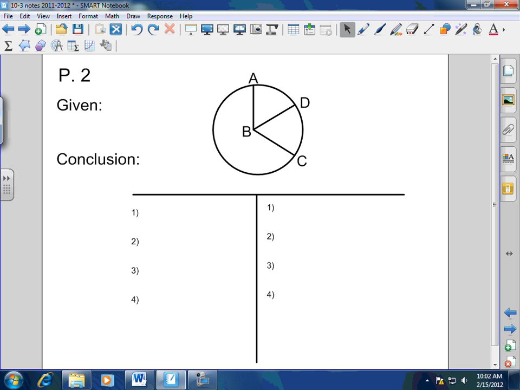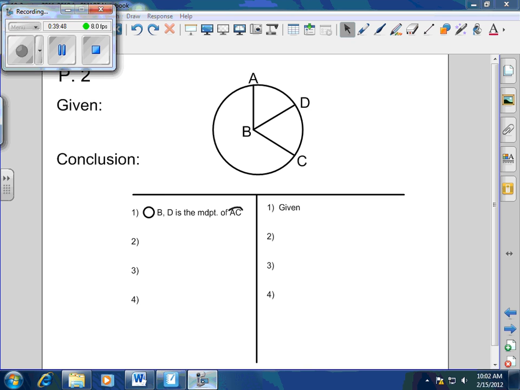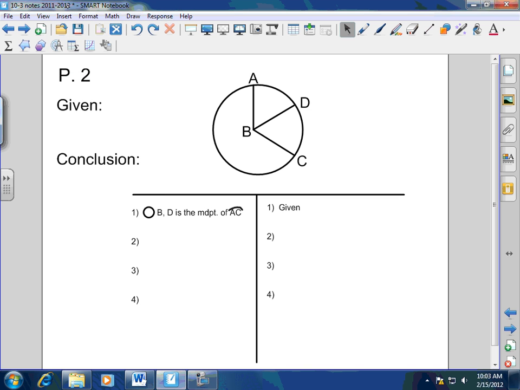In this particular case, I am given circle O and D is the midpoint of AC. Sorry about that, so circle B and D is the midpoint of AC. And I want to prove that BD bisects angle ABC.